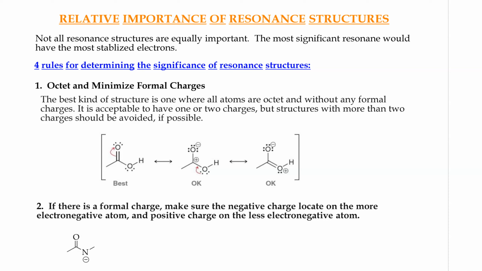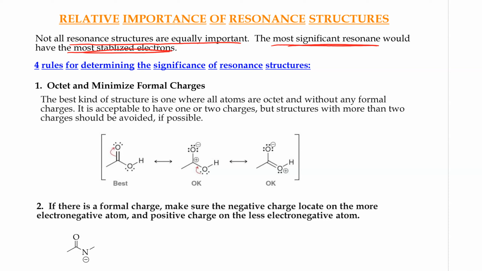Hi, in this video, I will discuss the relative importance of resonance structures and how we determine which of the resonance structures that we have drawn will be the most significant one. Not all resonance structures are equally stable. Just because we are able to draw them doesn't mean that they are significant or important. The most significant one is the one where the molecule actually exists predominantly most of the time, and that's the one with the most stabilized electrons.